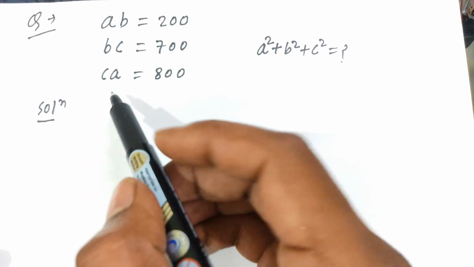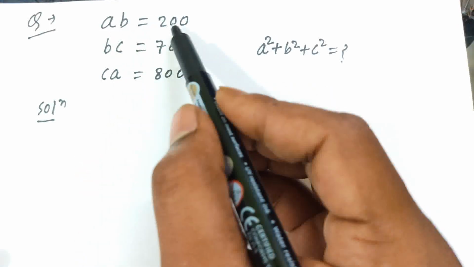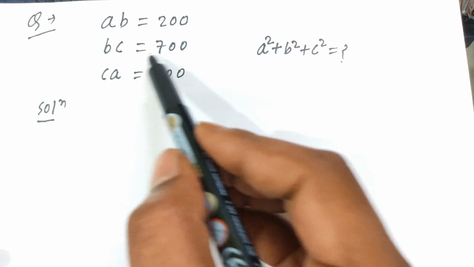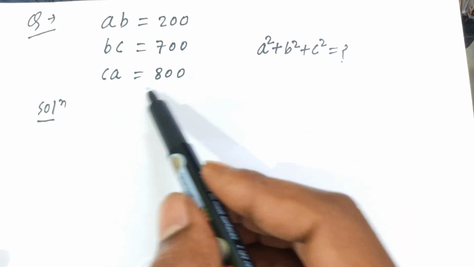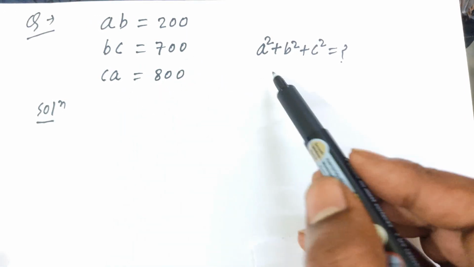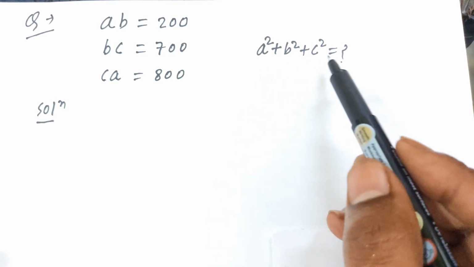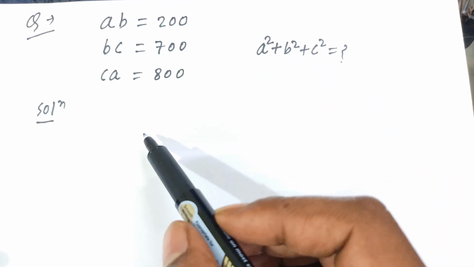हेलो स्टूडेंट्स, तो आज का हमारा क्वेश्चन है a times b is equal to 200, b times c is equal to 700 and c times a is equal to 800. And here we will find out the value of a square plus b square plus c square.